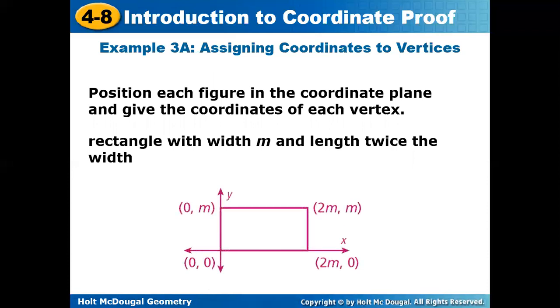If I have a rectangle with width m, it means its width here is m. If we position the rectangle, we put one corner of the rectangle on the origin. So the width is 0 and m. And the length is twice this width. It will be 2m and 0 here. So this point is 2m and m.